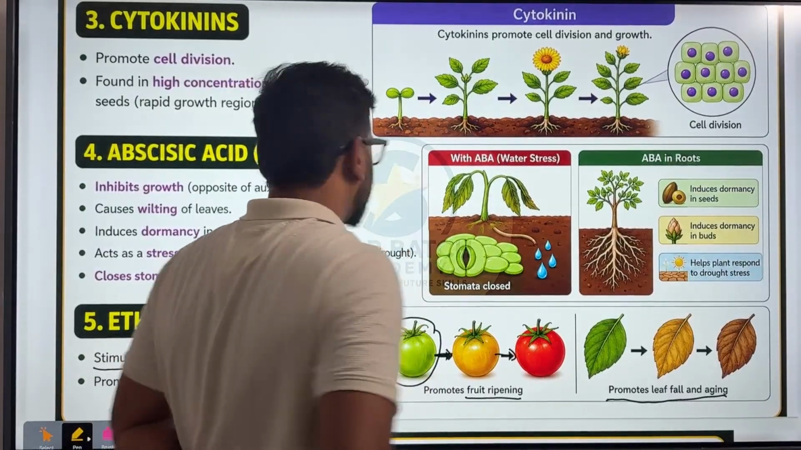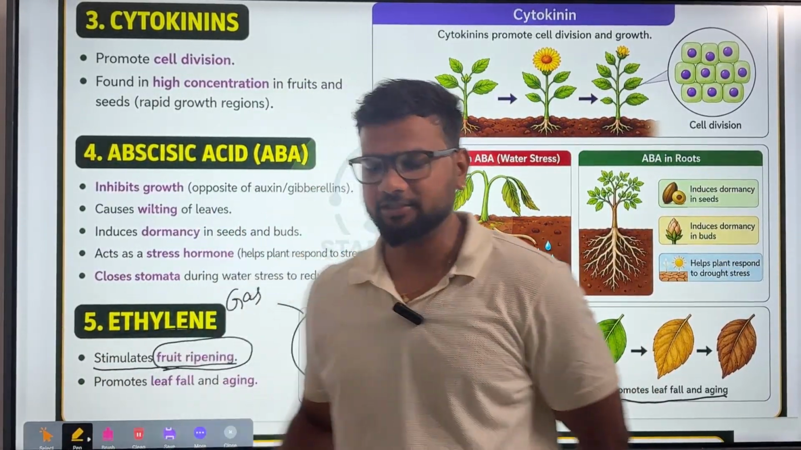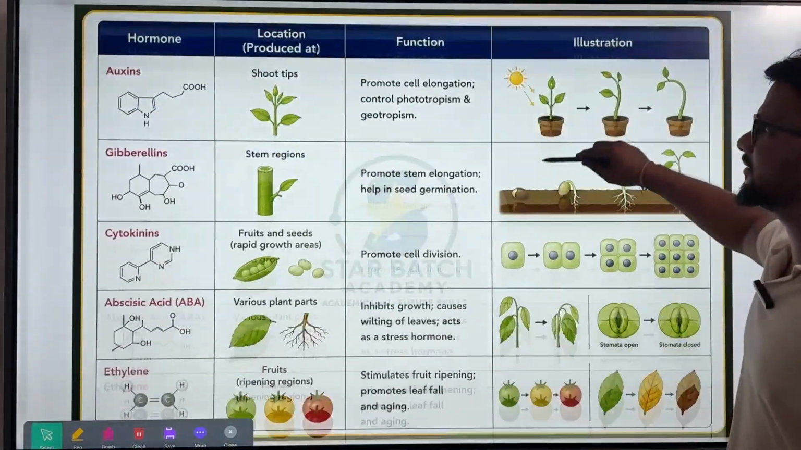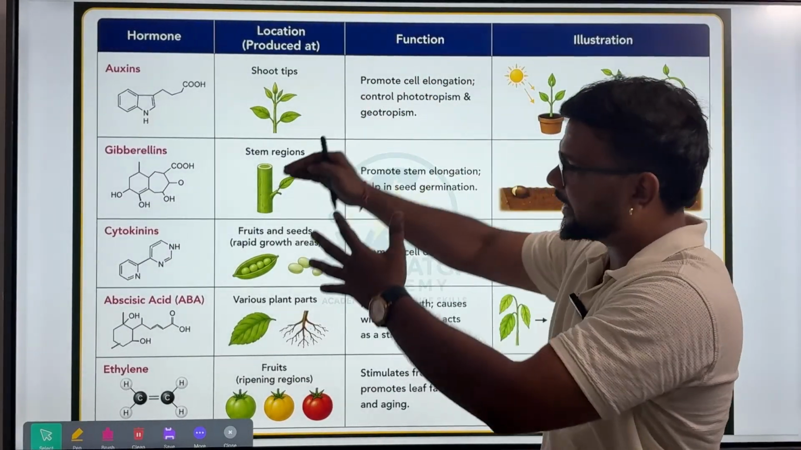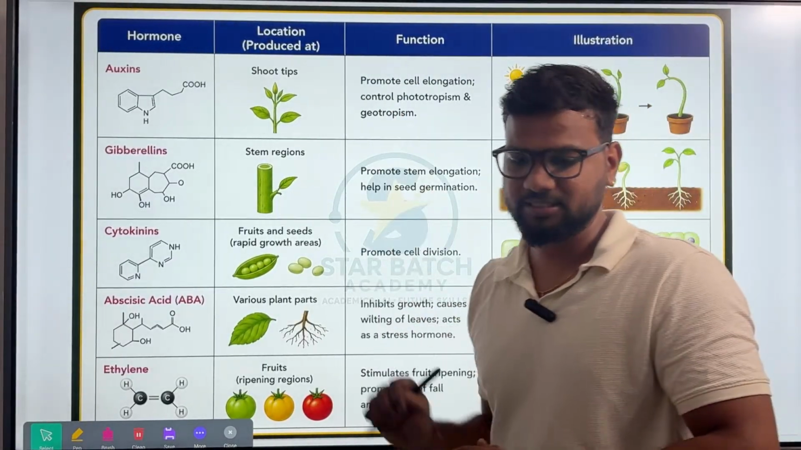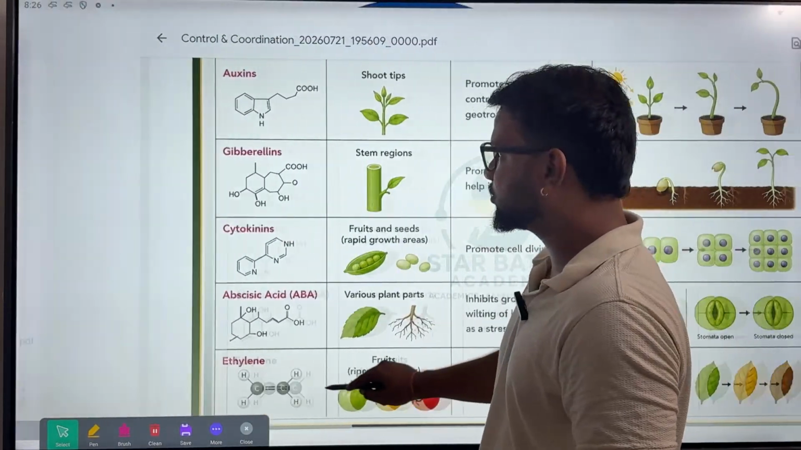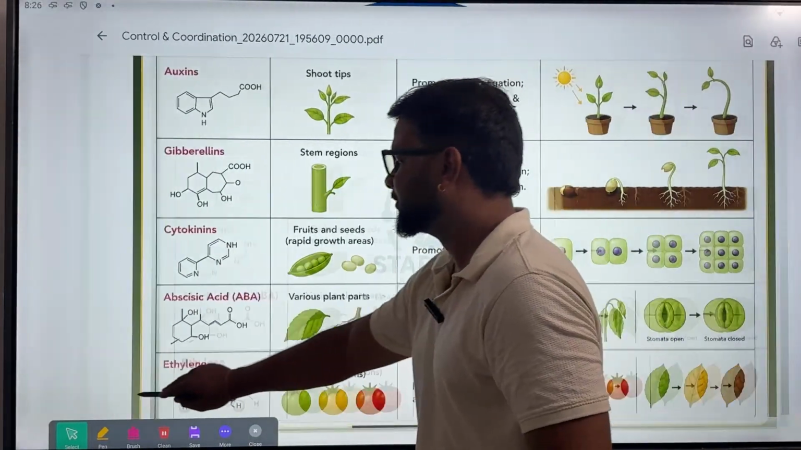So we are at the end of the chapter. Only the last slide is left, which actually says the difference between the different types of hormones which we have seen, their functions and their locations. So what are those?